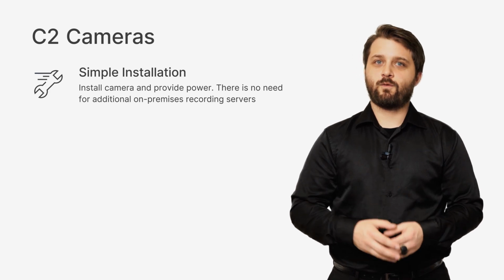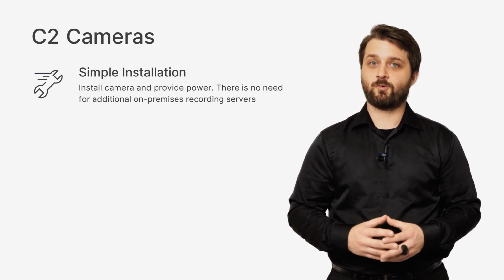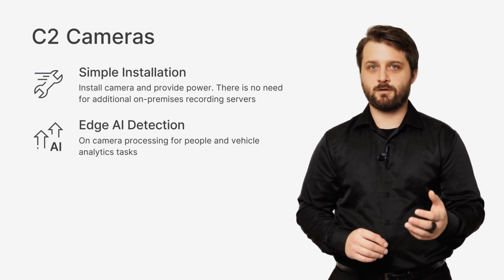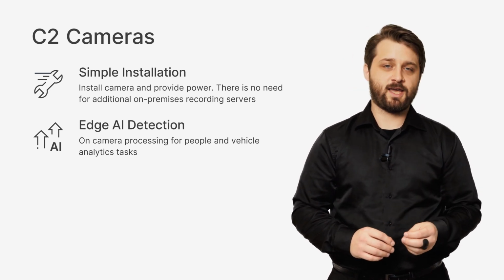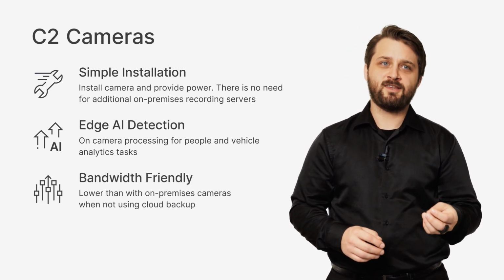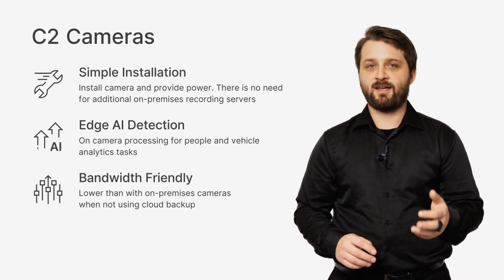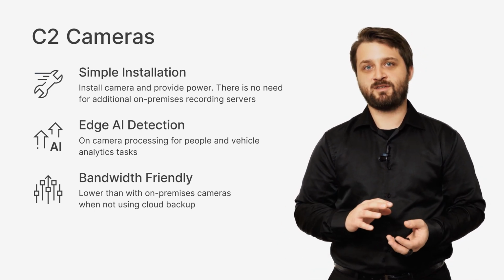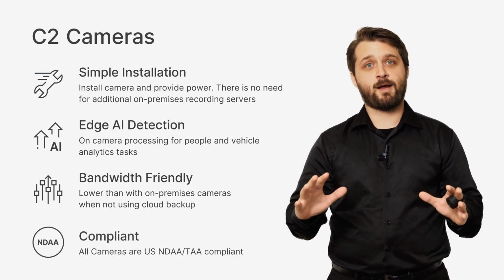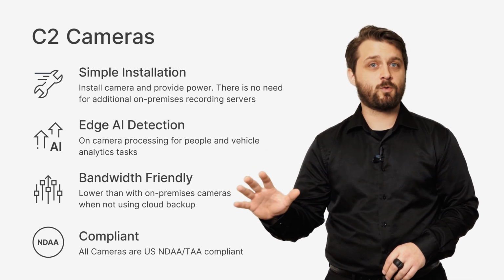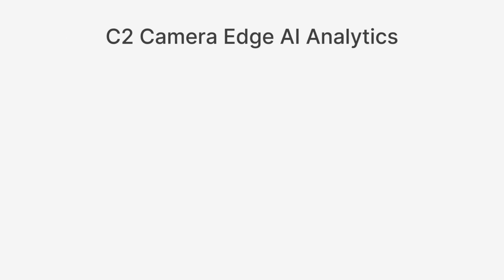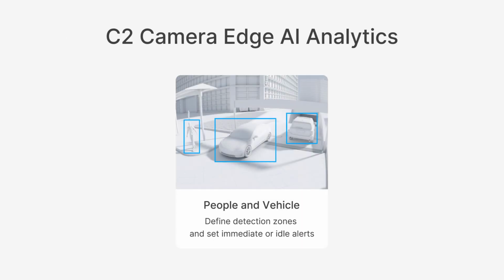that camera footage. For the Synology C2 direct-to-cloud cameras, there's still great functionality like Edge AI detection capabilities. There's on-camera processing for people and vehicle analytics, like you see with the other Synology camera models for Surveillance Station as well. These Synology C2 direct-to-cloud cameras are also bandwidth friendly. If you're using the cloud-only license plan, you actually see lower overall bandwidth consumption when compared to a fully on-premises deployment with Surveillance Station. Likewise, all Synology cameras, on premises for Surveillance Station or the direct-to-cloud cameras, are fully NDAA and TAA compliant.